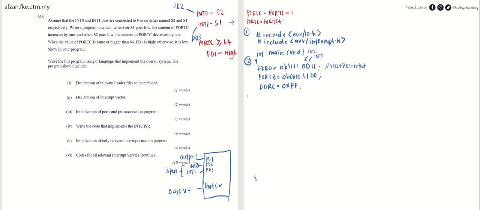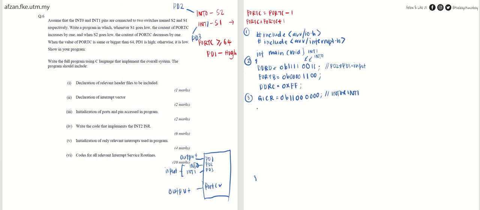What is your third step? Enable the interrupt register. How to enable the interrupt register? GICR. What is the value that you need to put? 1 1 0 0 0 0 0 0, since you are using int0 and int1.